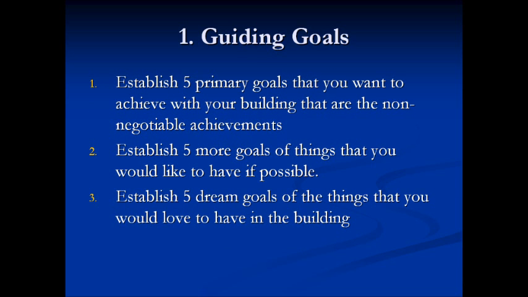There are three primary things you want to do in establishing goals. You want to have 5 primary non-negotiable goals that you must reach with the design, without which, if you had not established and met these goals, you would not need to do the design. So you have to establish those. Those have to be communicated straight up front, and the architect has to be aware of those when he is designing.